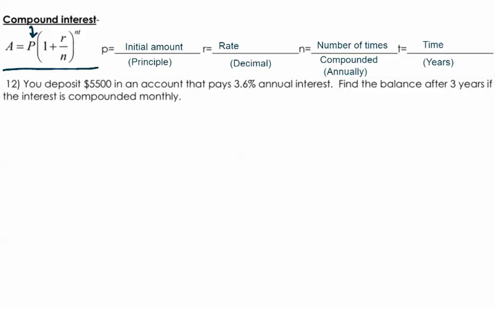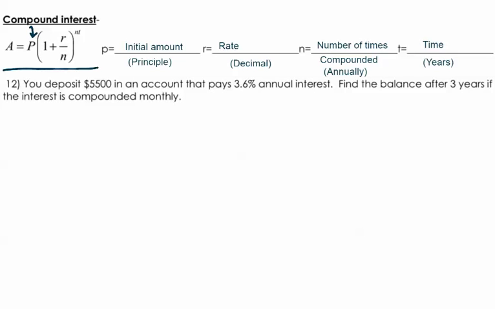And that rate is still a decimal, but now the new part is n, and that's the number of times the interest or whatever is being paid out is compounded per year. And then the exponent is n times t: that n value, the number of times it's compounded, and then how long, how many years you are investing this money for.